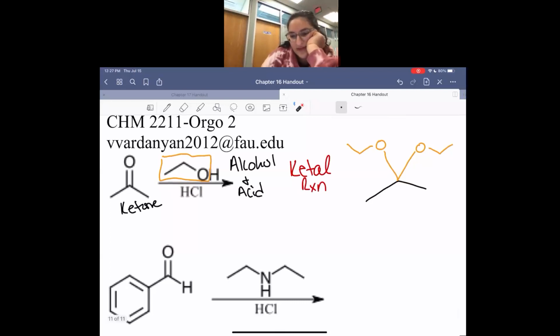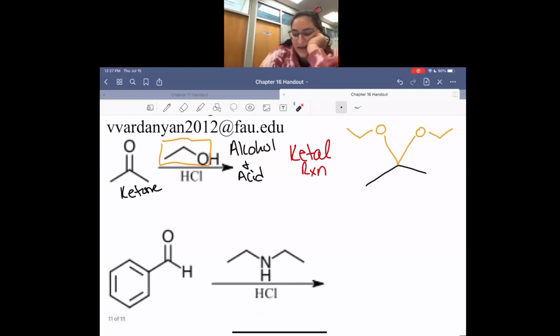All right, so for the second one, we have what kind of amine? Is it primary or secondary? And yay, I'm glad you get that part now. Yes, we have a secondary amine. So secondary amine automatically means what kind of reaction?